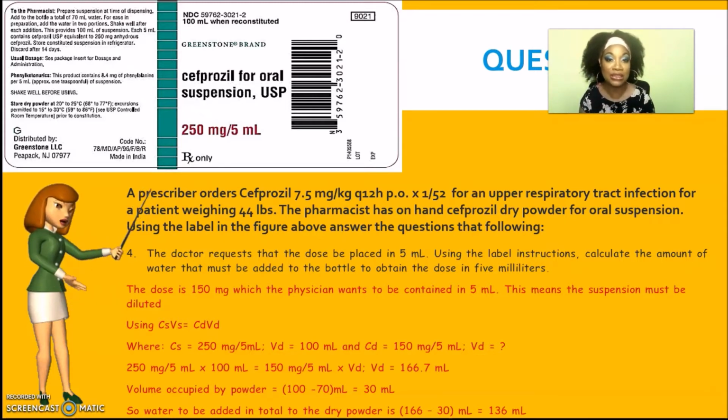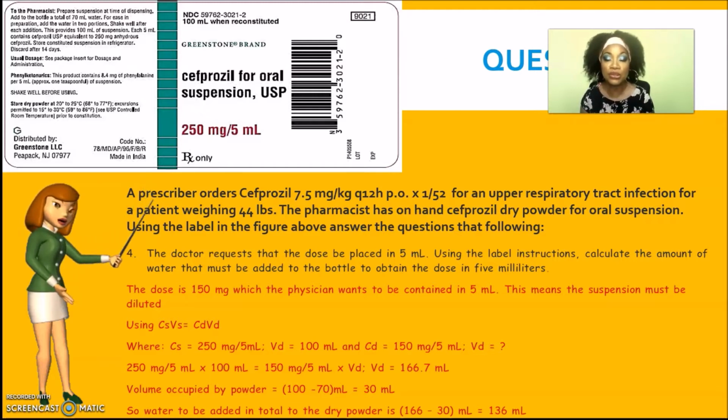VD is 100 mils, because once you make that suspension as directed by the manufacturers, you're going to get a final volume of 100 mils. CD is what the physician wants. He wants 150 milligrams per 5 mils. But we don't know what the volume is, because we're going to dilute the original suspension, but we don't know what that final volume is going to be.